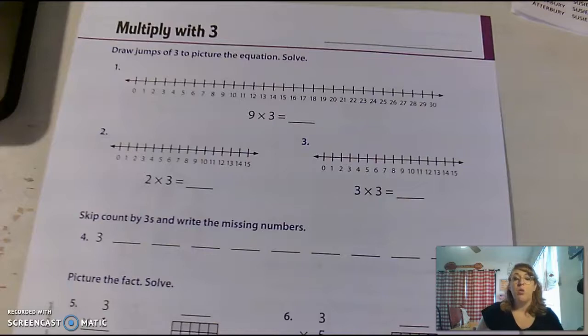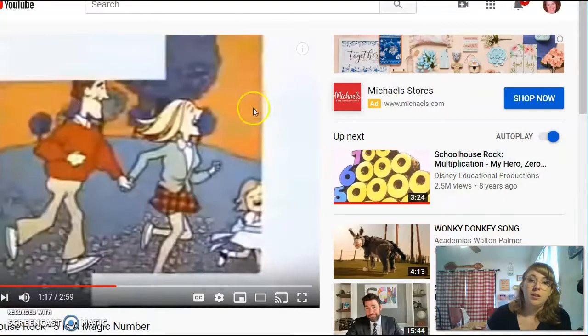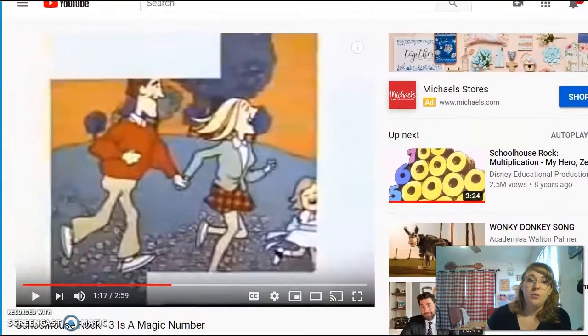Okie dokes. We are going to listen to that little bit of song because it cracks me up. It's wonderful. And then we're going to jump right in, okay? So let me get my song up. Here we go.